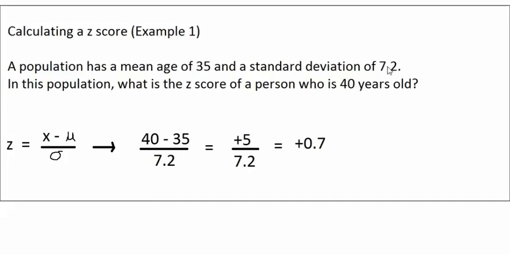Notice how all three numbers are provided. We have the age that we're turning into a z-score, the mean, and the standard deviation. So we subtract 40 by 35, and we get positive 5. We divide by 7.2, and we get positive 0.7. And that is our z-score for this person.